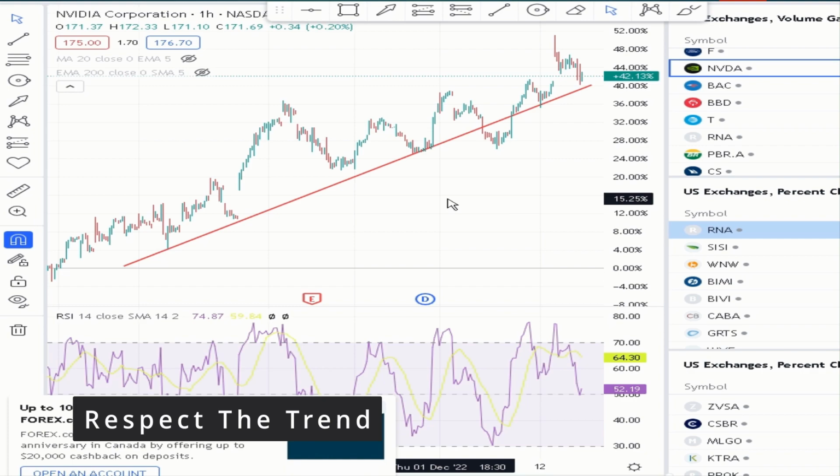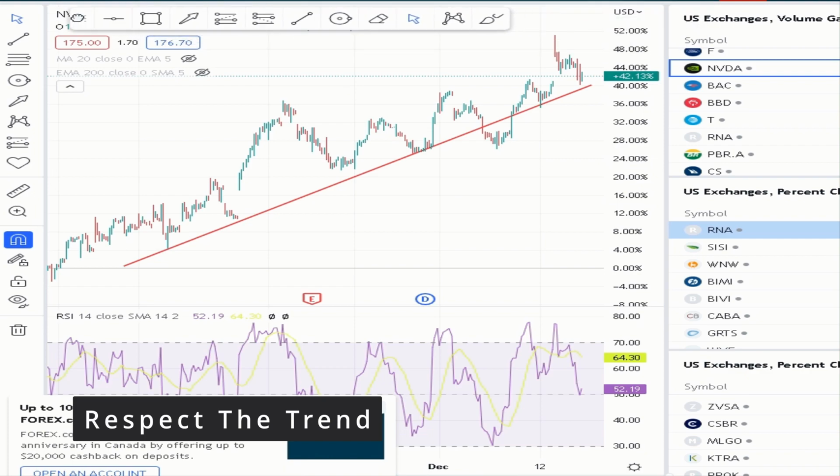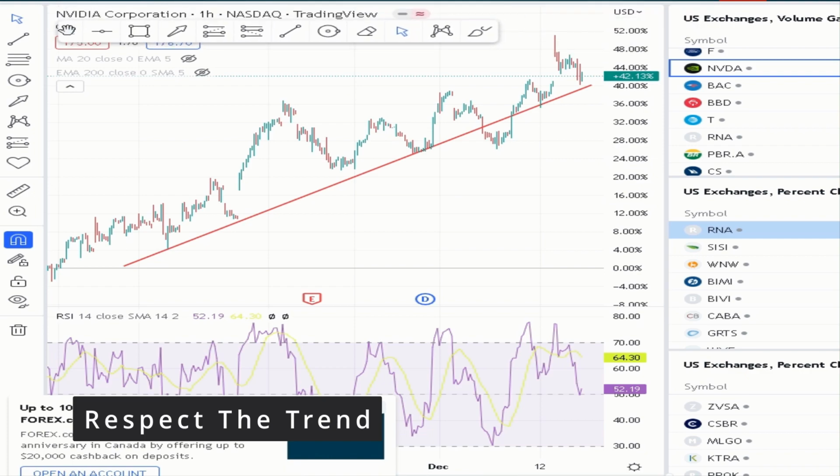Trend is your friend. That's a cliche, but you hear it all the time, but you have to understand what it means and also respect it. Respect the trend. That's the first thing you want to learn.